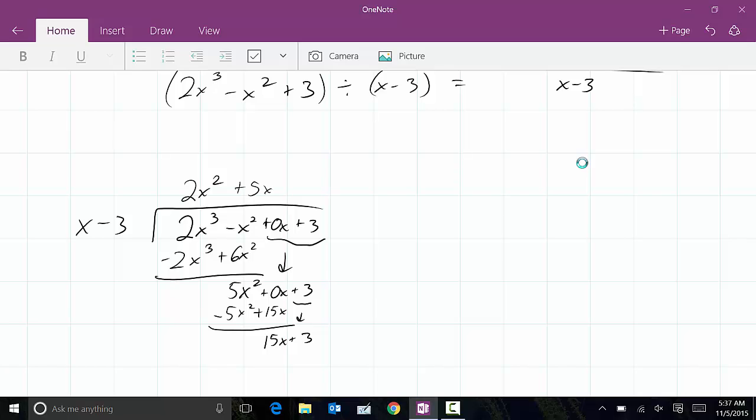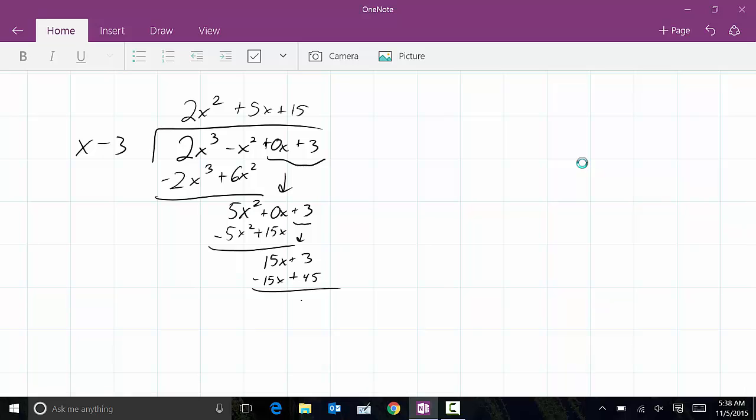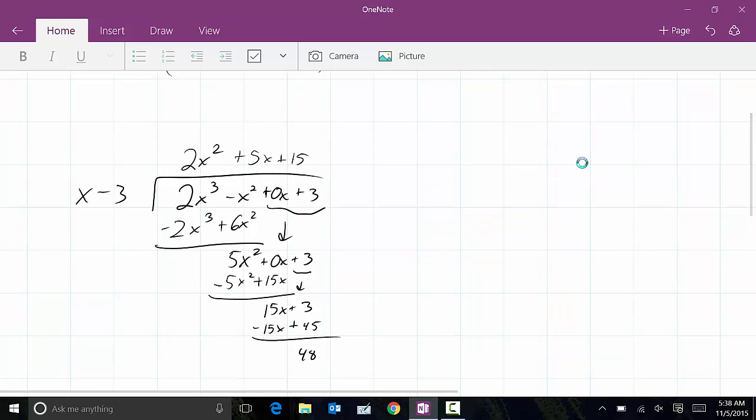What do I need to multiply x by to give me 15x? That's 15. So 15 times x is 15x, and then 15 times negative 3 is negative 45. So I'm going to change all my signs and add down, and I'm going to get 48. So I get that the quotient is 2x squared plus 5x plus 15, and the remainder is 48. So that's what we get.